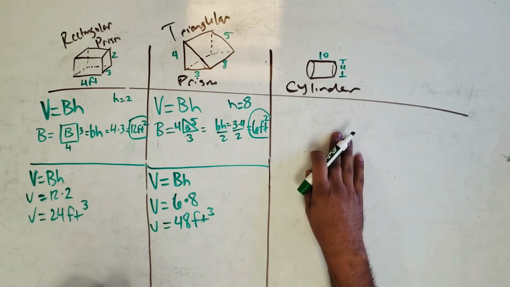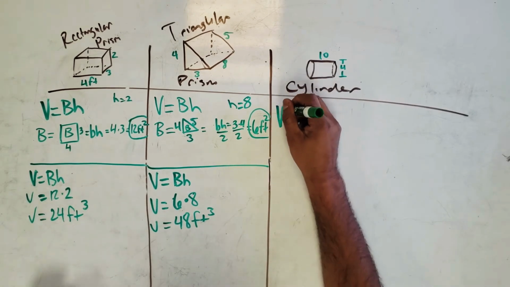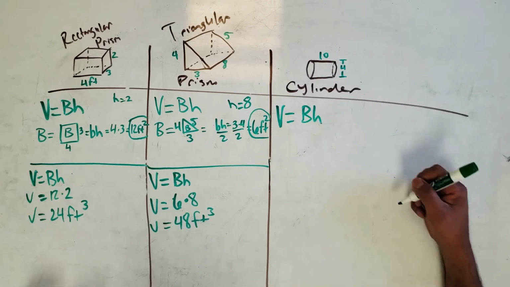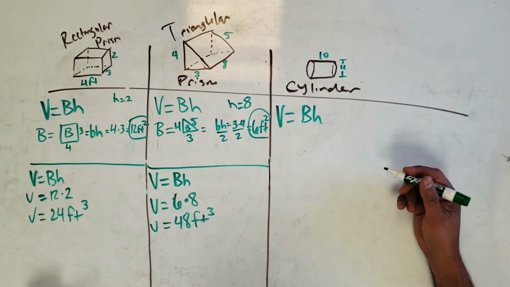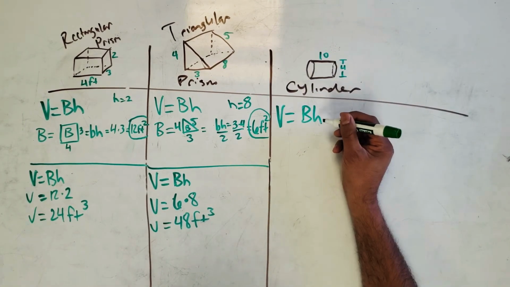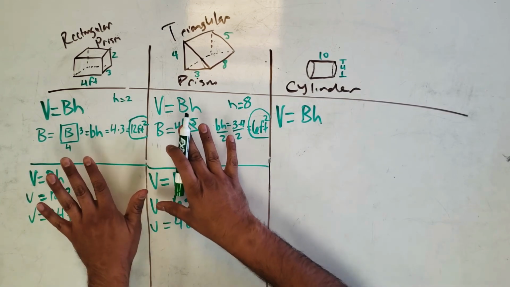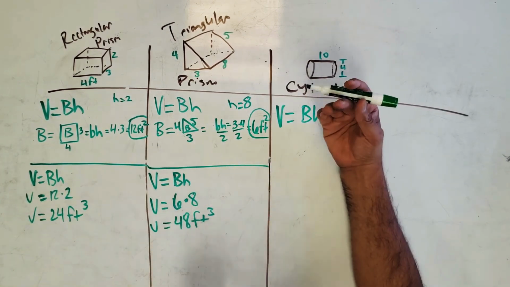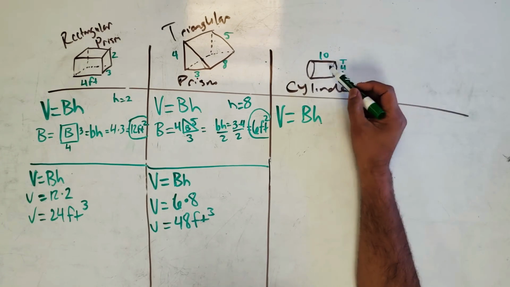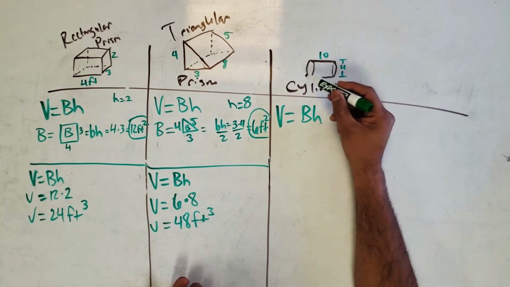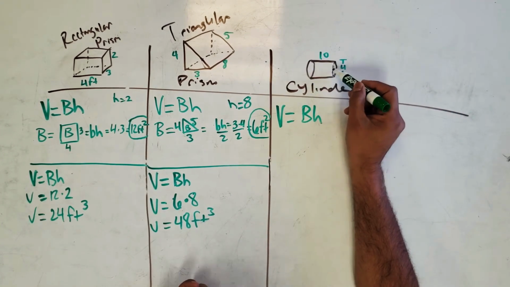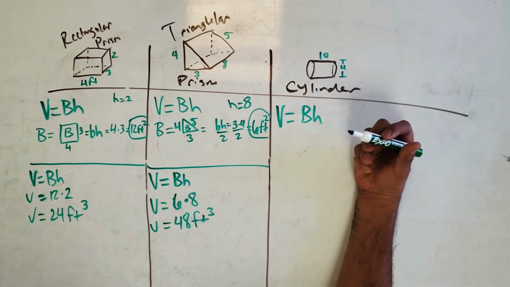Alright, now let's move on to the cylinder. Cylinder, same formula. V equals big B times H again. Same thing as the other ones. We found the base. We identified the base. It's the parallel twin. So on the cylinder, which one's a parallel twin? Well, the circles are, right? The circles are parallel from each other. They never touch, and they're twins.